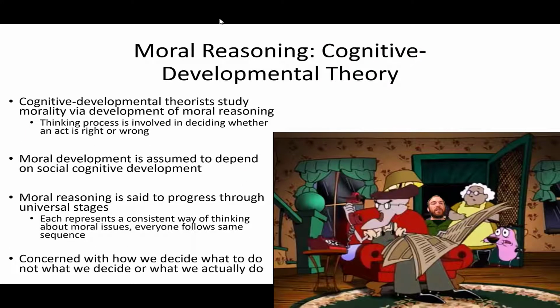The next theory of moral reasoning we're going to look at is cognitive developmental theory. Cognitive developmental theorists study morality via development of moral reasoning.